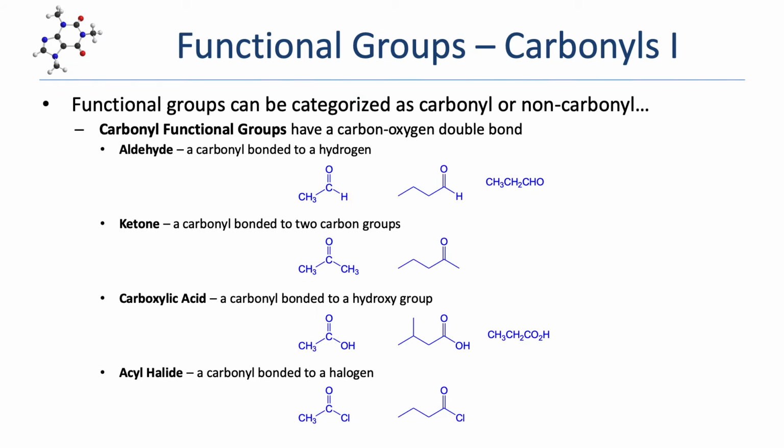The first one is a Kekulé structure, and the second one a skeletal structure. Next, we've got carboxylic acids. These are carbonyls that have an OH, a hydroxy group attached to the carbonyl. And again, I've drawn a few examples here with a variety of different ways. I've got a Kekulé structure of a carboxylic acid, and then a skeletal structure, and then a condensed structure.